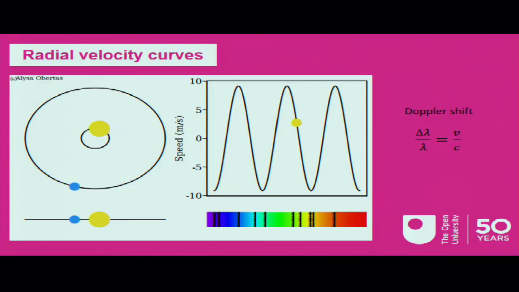This is the one equation I'm going to show you in the talk, the Doppler shift equation, which just tells us that the shift in wavelength, delta lambda, divided by the original wavelength lambda, is equal to the speed at which the star is moving, divided by c, the speed of light.